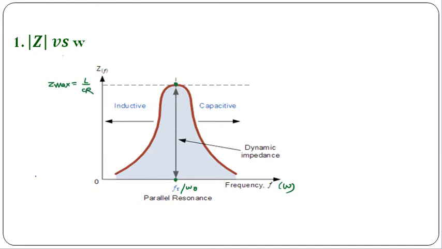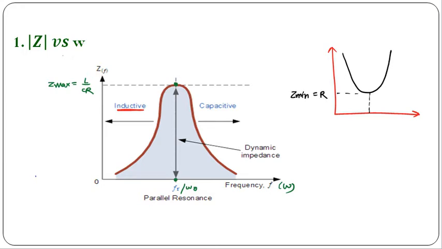Okay, and below the resonating frequency the circuit will be inductive in nature. Okay, so in the series case, what did we see? The impedance is minimum in case of series resonance. So impedance is minimum at the resonating frequency, and the value of minimum impedance is equal to R. Okay, so this is Z versus omega in case of series resonance, and this is F naught.